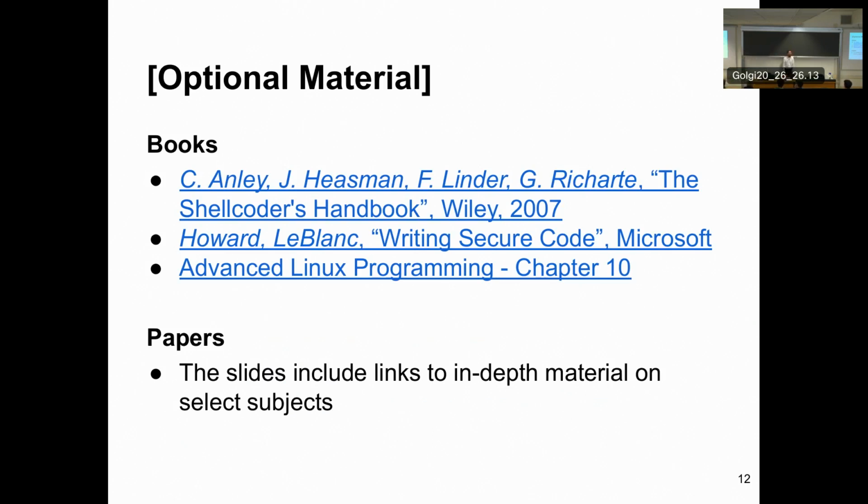Okay. The slides may have extra material popping up. I'll be pointing out this is extra if you are fascinated by the topic.